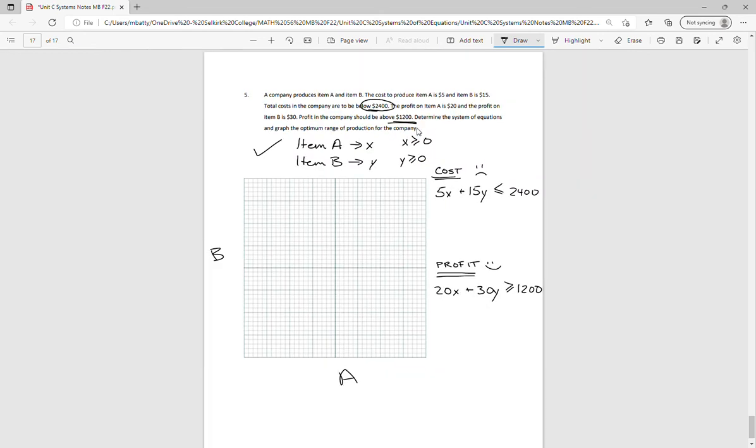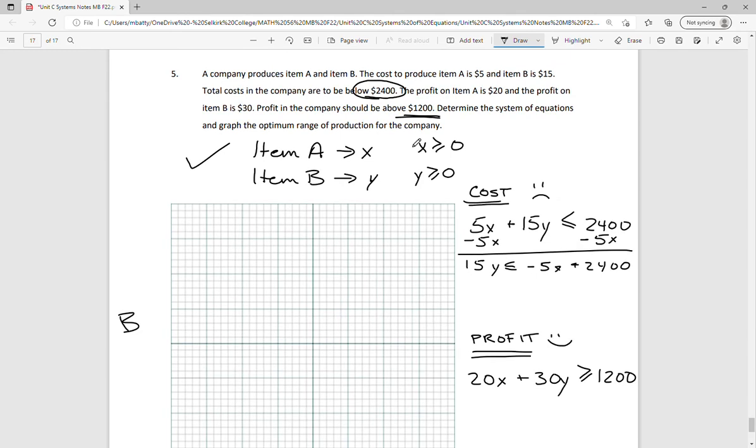So putting this into mx plus b form, I'd subtract 5x from both sides. And so I'd have 15y is less than or equal to negative 5x plus 2,400. I'm going to make this a bit bigger again, sorry. Divide by 15. I get that y is less than or equal to negative 1/3 x plus, and I did this on my calculator, 160.